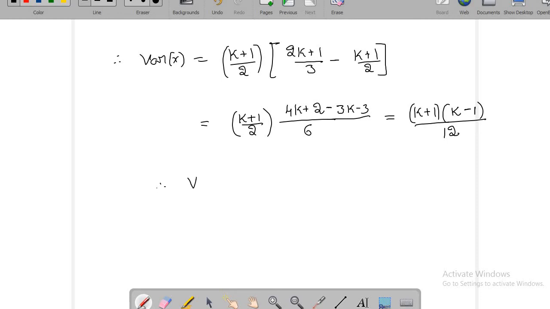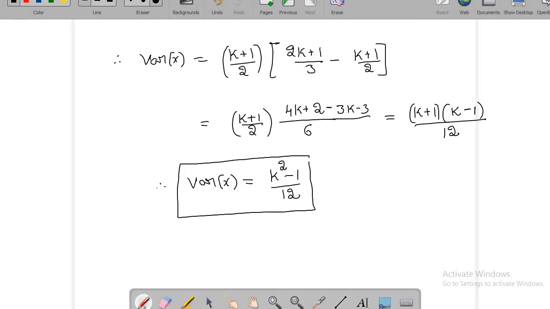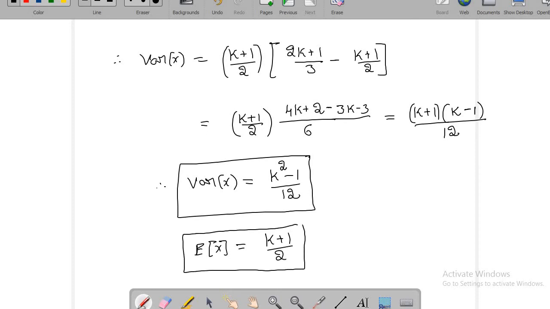Therefore, variance of the given random variable is nothing but (k² - 1)/12. So this is the variance, and if you look at the expected value, that is the mean, the expected value of x is (k+1)/2. Now you can actually take them as formulas.